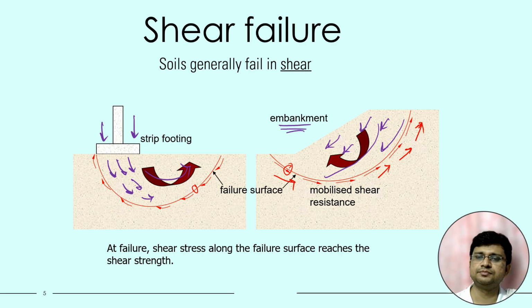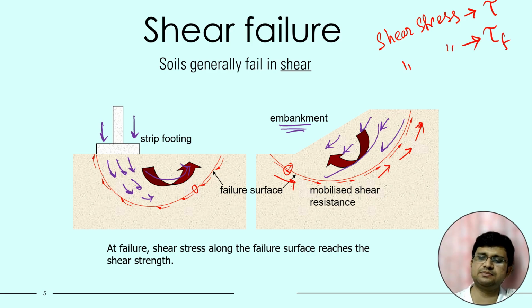When there is failure, the shear stress will achieve the shear strength. Shear stress is tau. Shear strength is the maximum value, the maximum value that the soil sample can take. Normally soil fails in shear. For soil, the most critical thing is shear. So when the shear stress reaches the maximum value, at that time there will be failure. That particular condition is known as shear strength. Shear strength is the maximum shear stress that the sample can take.